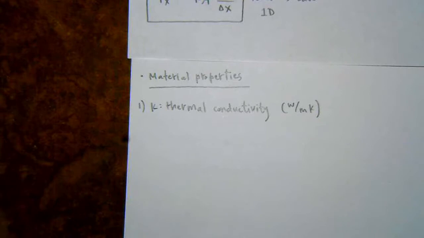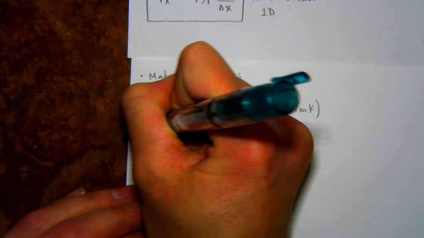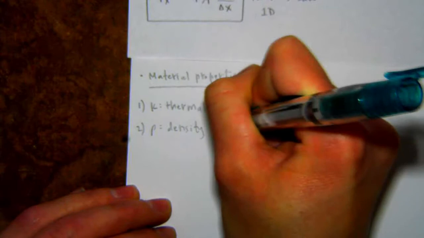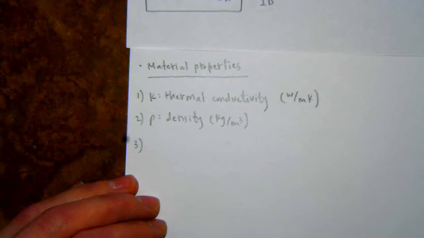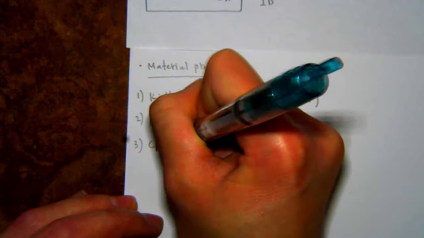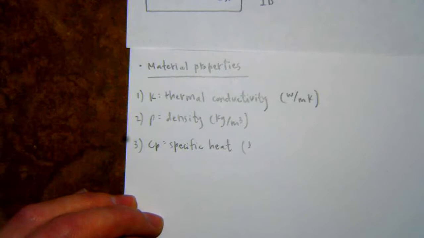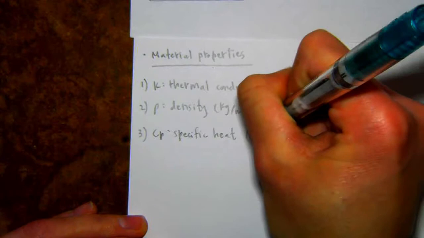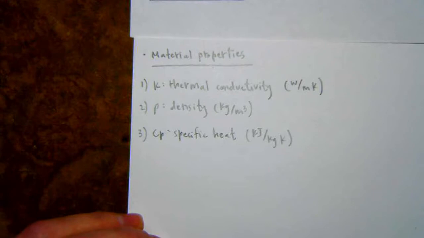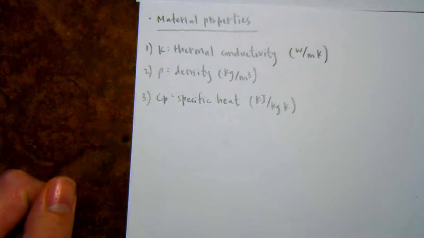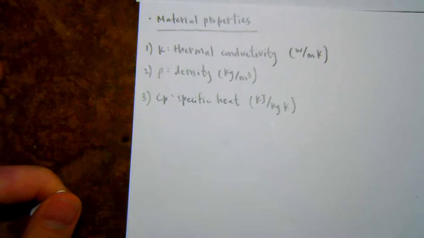Some other material properties. I think you're all familiar with density. And then you should be familiar with specific heat from thermo, and that's kilojoules per kilogram K. Intuitively, the specific heat is the energy required to raise the temperature of a specific amount of a specific material a specific number of degrees.